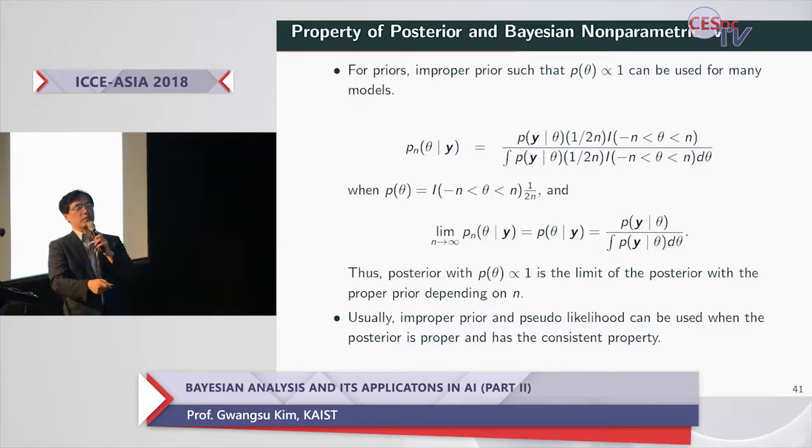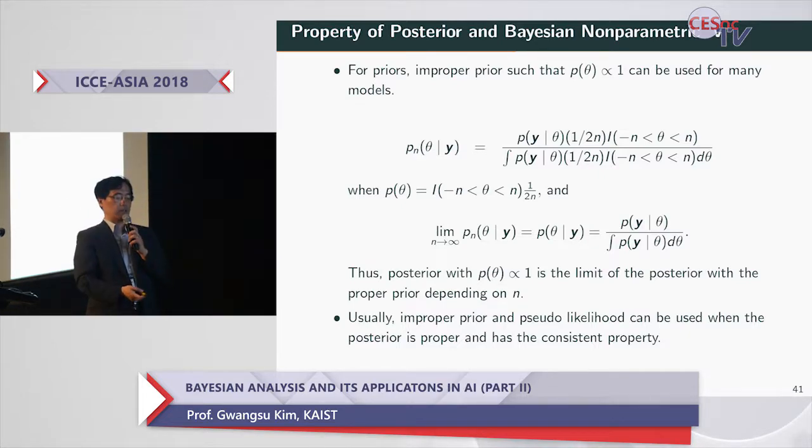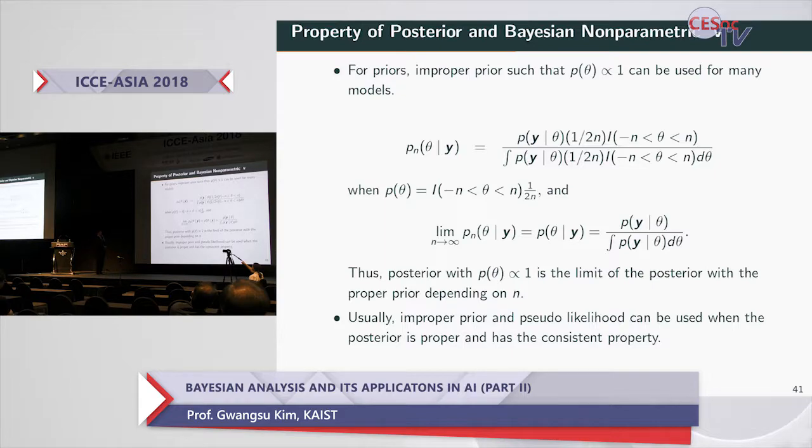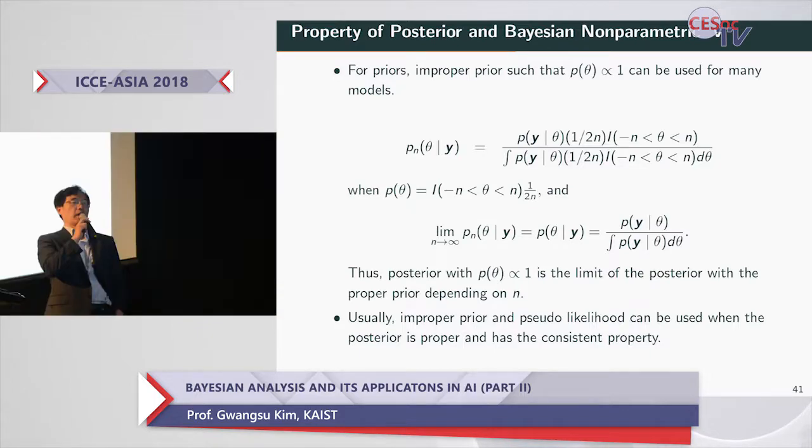In practice, the improper prior and the pseudo-likelihood, which is not exactly a likelihood but very similar, can be used when the posterior is proper and has the consistency property. So the important part is that the posterior is proper and the posterior has the consistency property. If these two hold, there's no problem using the pseudo-likelihood and the improper prior.